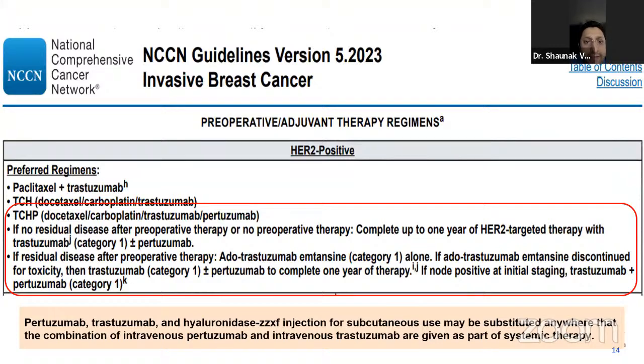So all the guidelines recommend the preferred use of a dual HER2 blockade, whether in the preoperative or the adjuvant therapy setting. If there is no residual disease after NACT, we can continue up to 1 year of treatment with trastuzumab plus or minus pertuzumab. If there is residual disease, then TDM1 is category 1. Next slide.